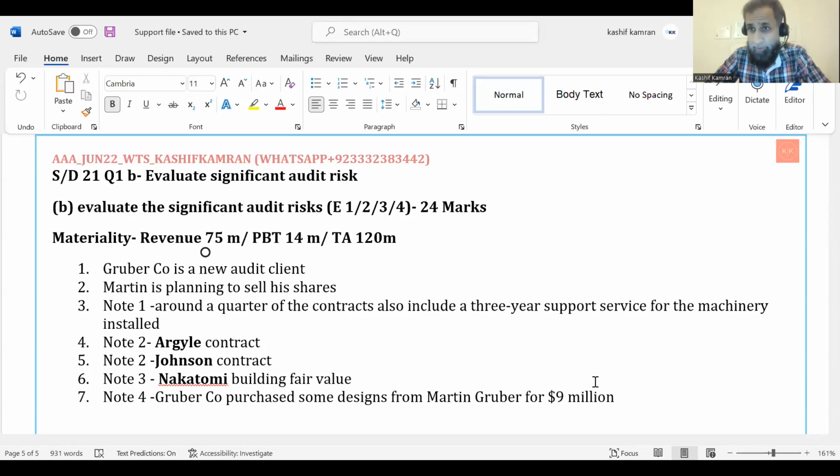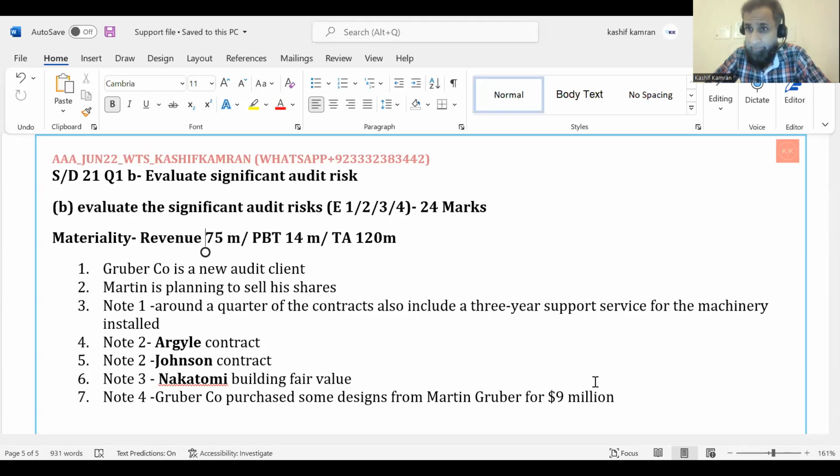Johnson contract, note number 2, the loss-making contract, and again, the management recording the loss inappropriately. The Nakatomi building, the fair value, and the fair value estimated by the management is a big risk. Even though the accounting treatment was right, they have recognized the fair value in the profit and loss, which is right. But the fair value is estimated by the management, which is a big risk.